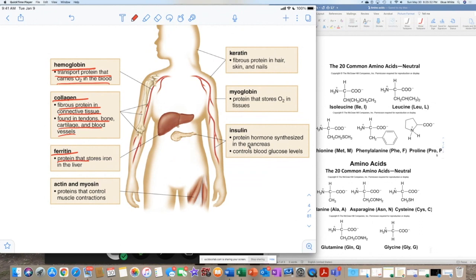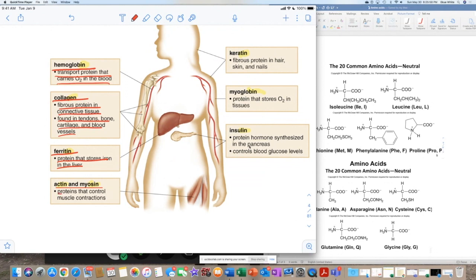Ferritin is a protein that stores iron in the liver. Please notice the names here. They all, not all, but most of them end with EN or IN. Hemoglobin, collagen, ferritin, actin, myosin, keratin, myoglobin, insulin. So most of these have a suffix in the name, even though they're common names, that ends with IN, just FYI. Okay, we have actin and myosin fibers.